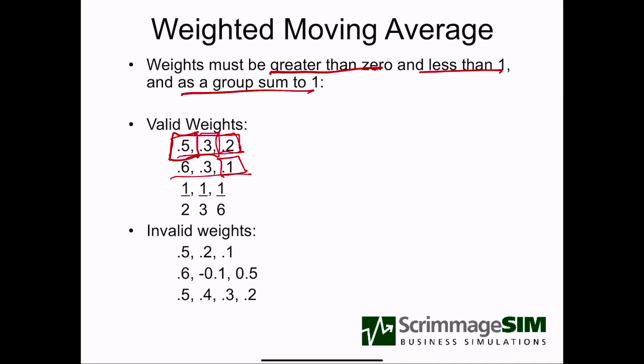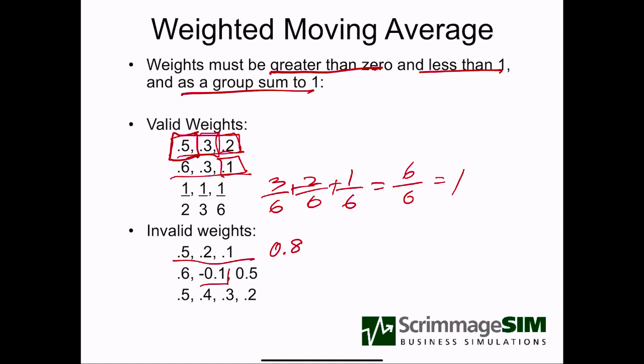1/2, 1/3, and 1/6. If we think about that, a half is equal to 3/6, 1/3 is equal to 2/6, and 1/6 is 1/6. So if we add those up, we're going to get 6/6. So that's equal to 1. Those are valid weights. Some invalid weights, 0.5, 0.2, 0.1, they add up to 0.8. And if we were to use those weights, we would be under forecasting over time. We would be consistently having a bias towards forecasting low.